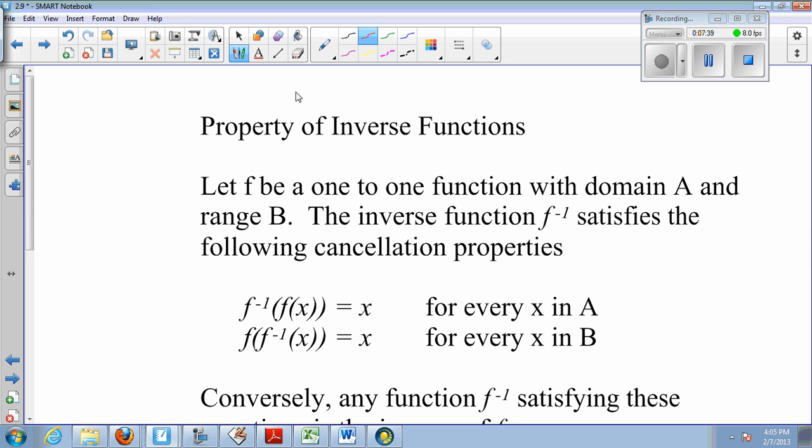The property of inverse functions says let f be a one-to-one function, so we're assuming it's one-to-one, with domain A and range B. The inverse function f inverse satisfies the following cancellation properties. If you take the inverse of the function, it goes to x. If you take the function of the inverse, it goes to x. So an inverse and its function cancel each other out.